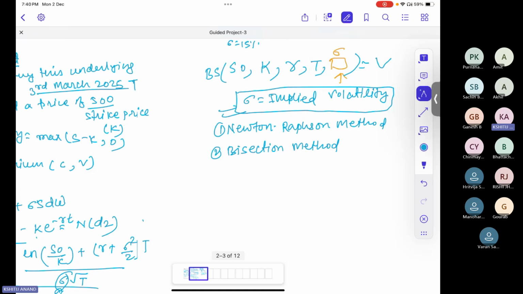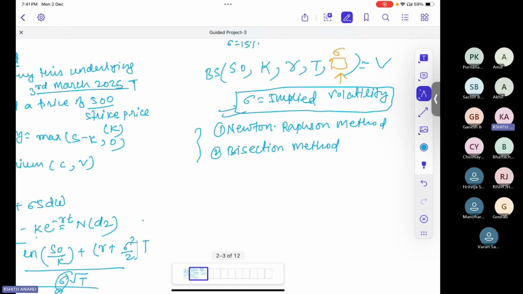That is not a point of concern for us right now. I just wanted to communicate that you can calculate the implied volatility from the Black-Scholes equation by using these two methods, either the Newton-Raphson method or the bisection method. So far so good?